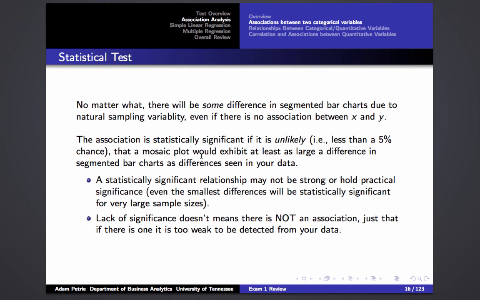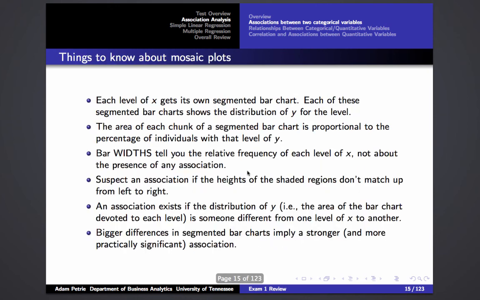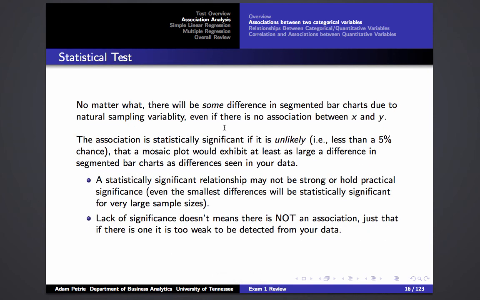And here's the fact of the matter: even when there's no association, even when all the levels of x have the exact same distribution of y, you're still going to see slight discrepancies in the segmented bar charts. And so that's why we need to run a statistical test to see if those differences are statistically significant. So remember, what we say is that an association is statistically significant if it is unlikely, meaning that there's less than a 5% chance, that the Mosaic plot would exhibit at least as large a difference in the segmented bar charts as what you actually see in your data here.